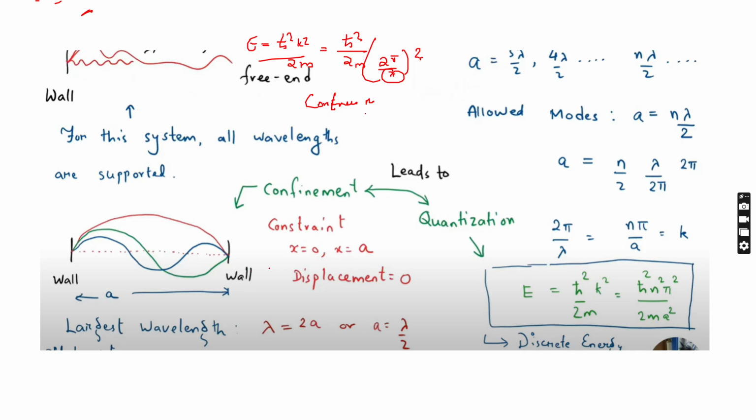So corresponding to the a value, it will be 3 lambda by 2, 4 lambda by 2, and so on, n lambda by 2. So the allowed modes for a particular a value will be n lambda by 2. We can then write the energy by substituting h cross square k square by 2m. That will be h cross square n square pi square by 2m a square. So a discrete energy value will be there.